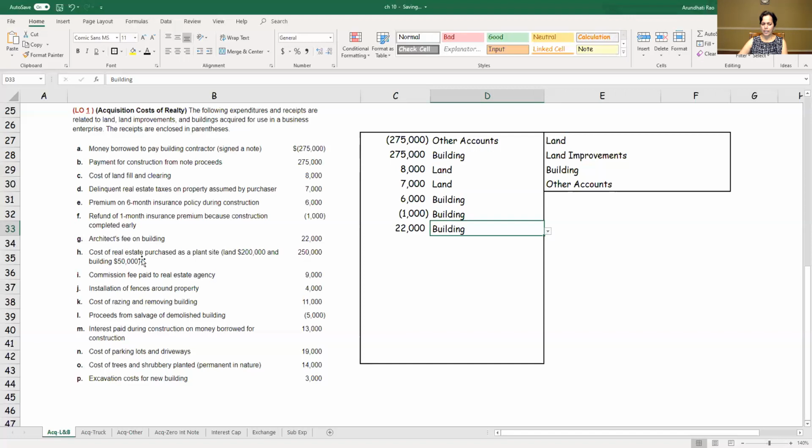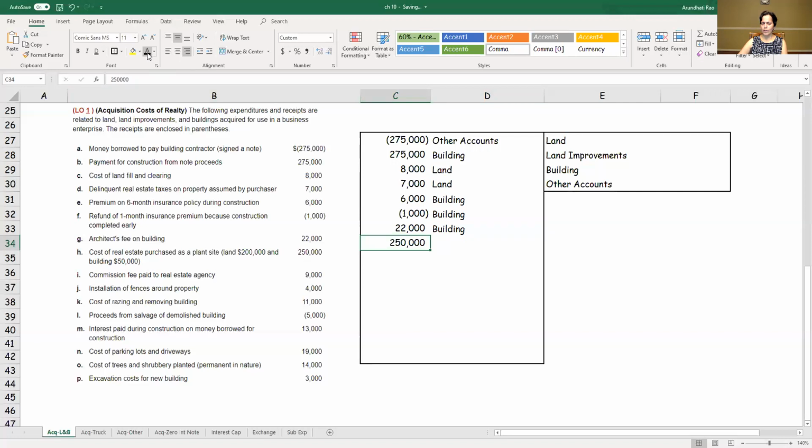I purchased this as a planned site, which means this entire $250,000 I've spent on land, because I don't want that building. I'm going to get rid of that building, and I'm going to build my plant. My plant site basically means I'm going to have a factory building constructed over here. So all of it goes towards the cost of land.